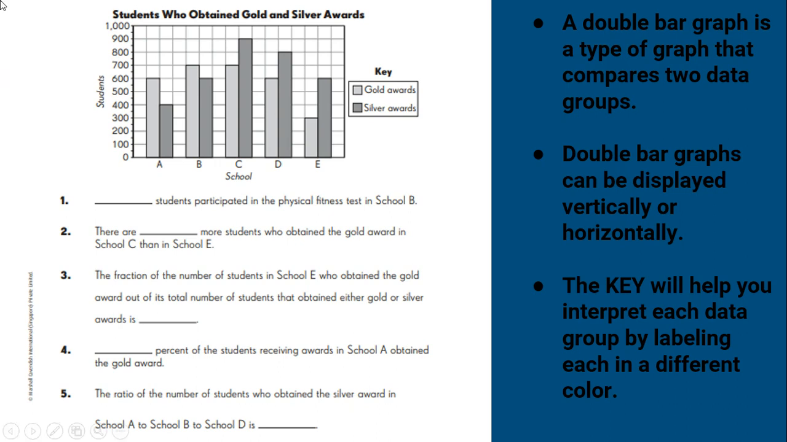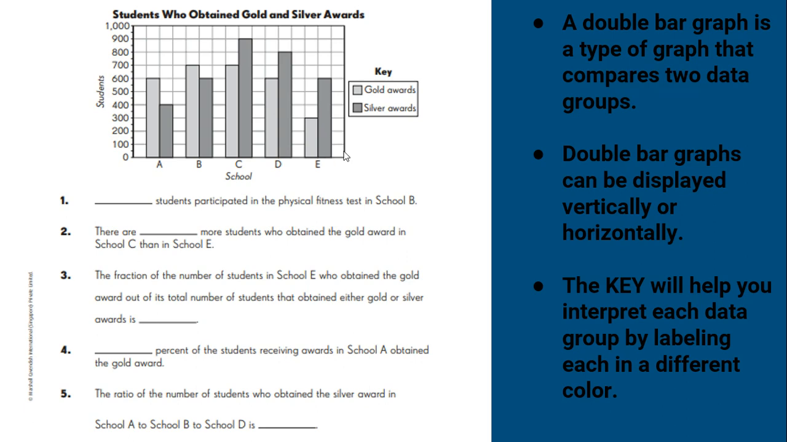So let's start by looking at the title of the bar graph and the labels and the key, because before we analyze and interpret any graph, we need to understand what we're looking at. So the title says students who obtained gold and silver awards. On the left, it says the number of students, so we're dealing with big numbers. And at the bottom, it says the names of 5 different schools, school A, B, C, D, and E. And the key tells us what each bar represents. So the light gray is the number of students that won the gold award. The dark gray is the number of students that won the silver award in each school.